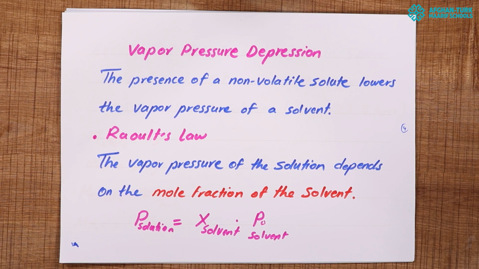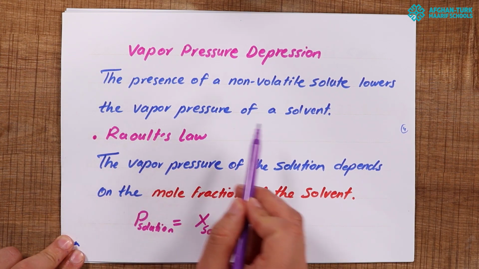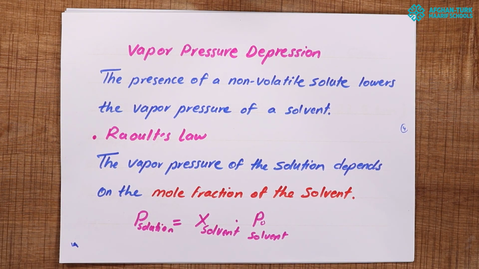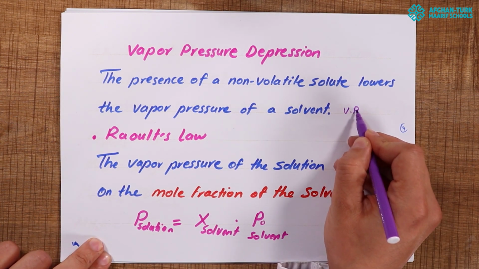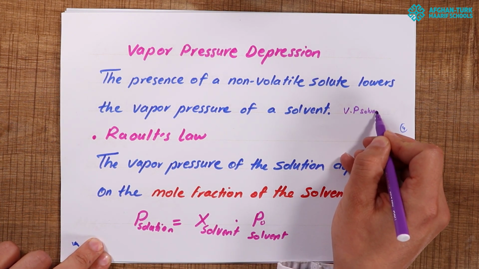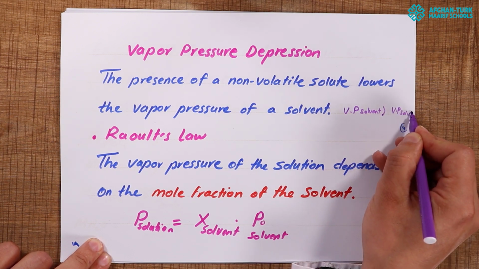What is the definition of vapor pressure depression? The presence of a non-volatile solute lowers the vapor pressure of a solvent. Also, the amount of vapor pressure lowering depends upon the number of solute particles. For example, you should understand that the vapor pressure of a solvent is higher than the vapor pressure of the solution every time.